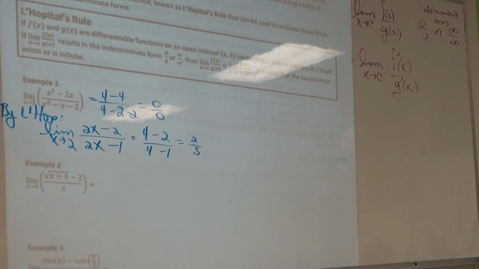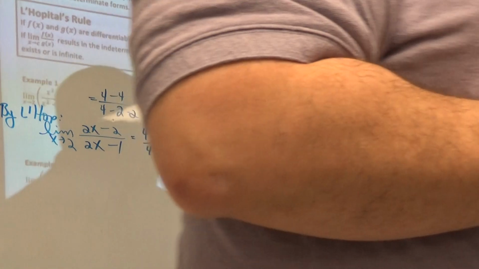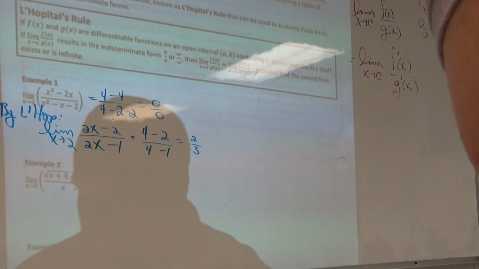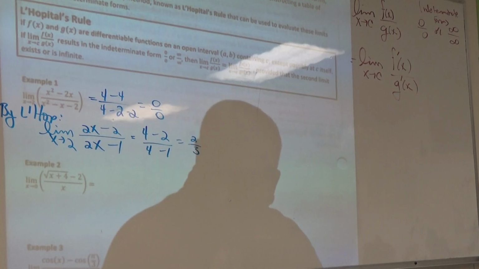Questions so far? So you can use L'Hopital's rule all the time? Only when you are initially getting an indeterminate form, 0 over 0 or infinity over infinity. If you get anything else, that's your answer. So let's look at the second one.